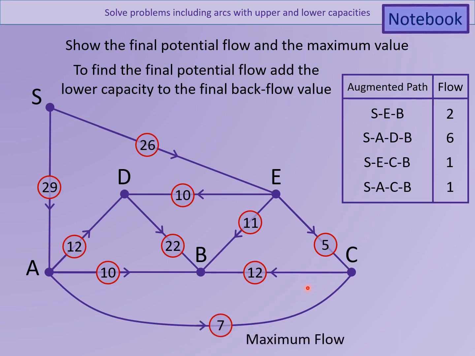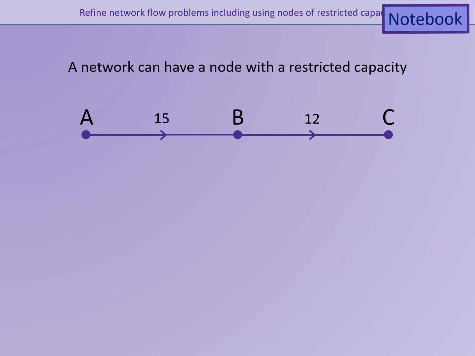And then 7 at the bottom. So that's your maximum flow. Maximum flow was the original 45 plus the 2 plus the 6 plus the 1 plus the 1. And we can see that is 55. And the maximum flow must equal the minimum cut.